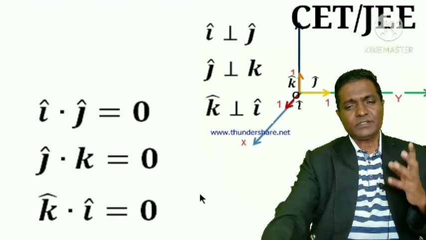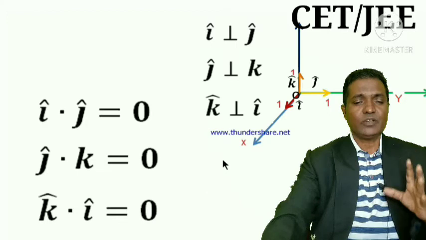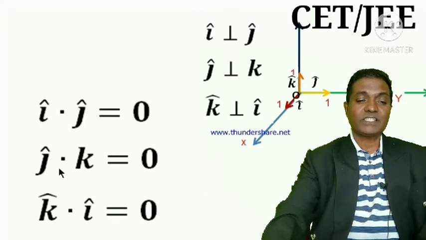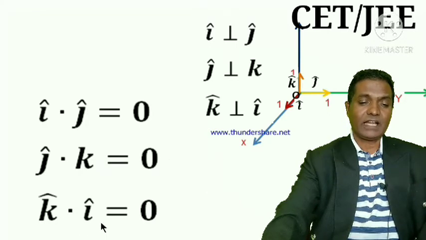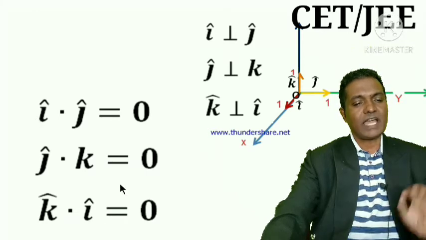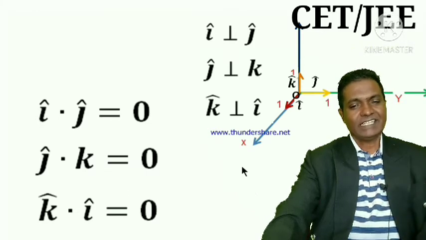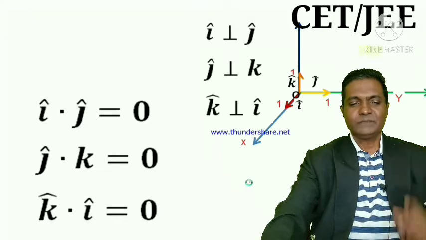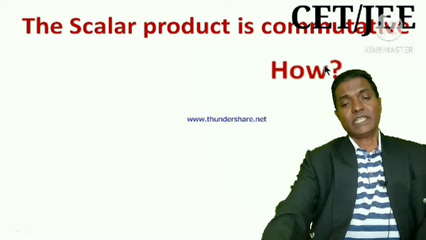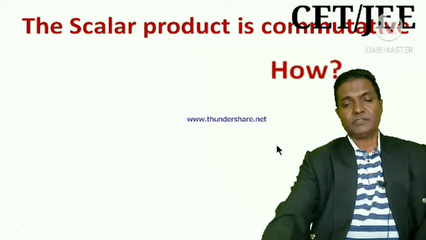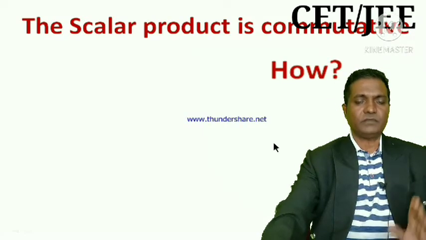So in this way you have to think of what is i dot j, j dot k, k dot i, and what is i dot i, j dot j, k dot k. So in this way it is going to be important. Now see here, the scalar product is commutative. There are properties of this dot product.